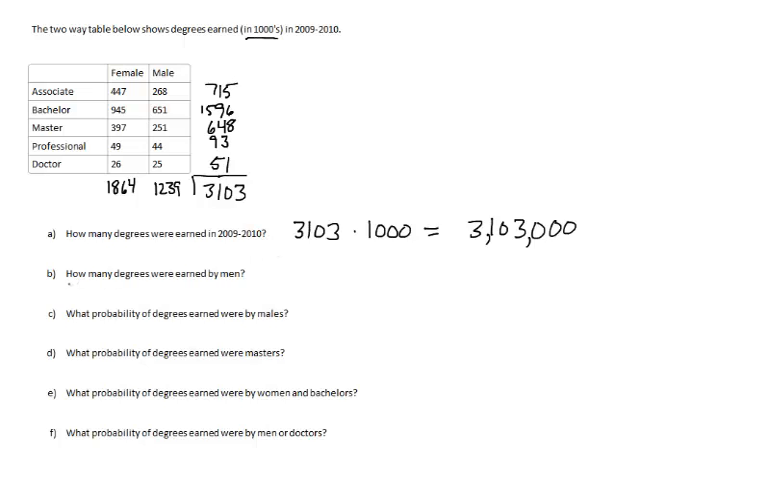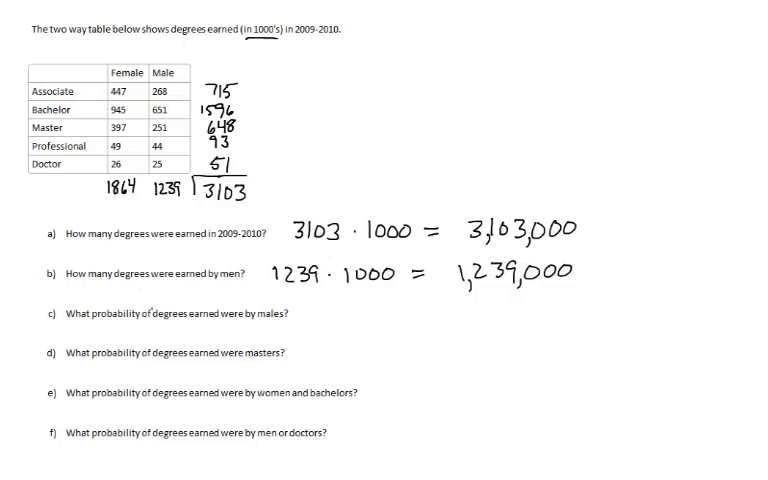In B, it asks how many degrees were earned by men. If we go down the male column, we found it was 1239 times 1,000, which gives us 1239 and 3 zeros. So we had 1,239,000 degrees earned by men.